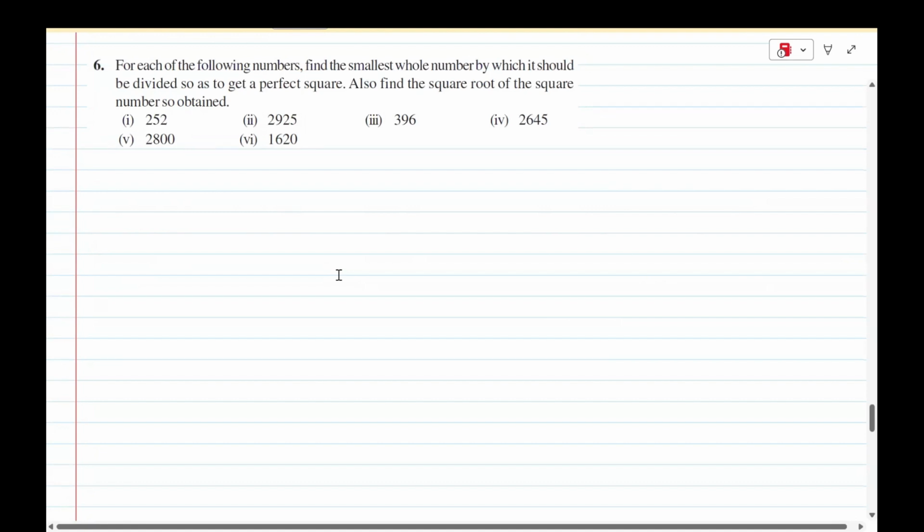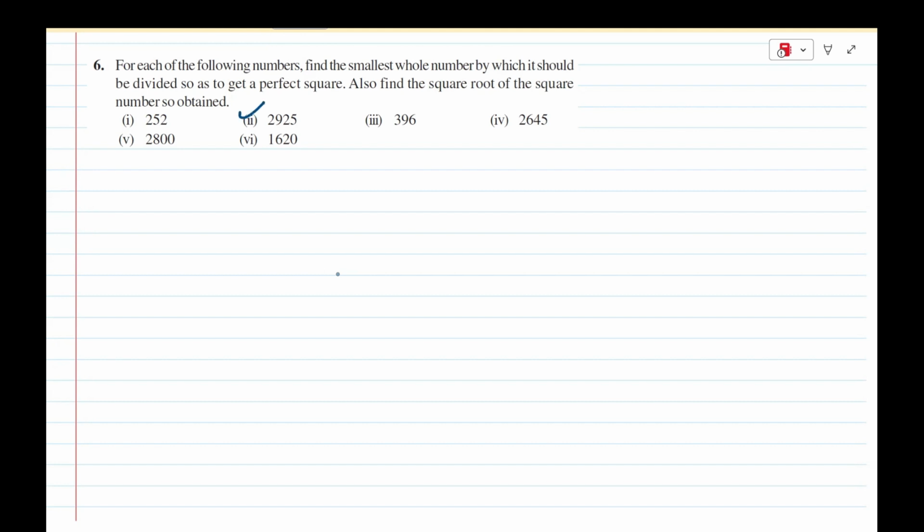What it says: for each of the following numbers, find the smallest whole number by which it should be divided. In the previous question, they asked to multiply, which number to multiply. But here they are asking what is the least number which we need to divide. Also, whatever number we get after division, we need to find the square root of that. So here I'll take these two questions, this one or even this one.